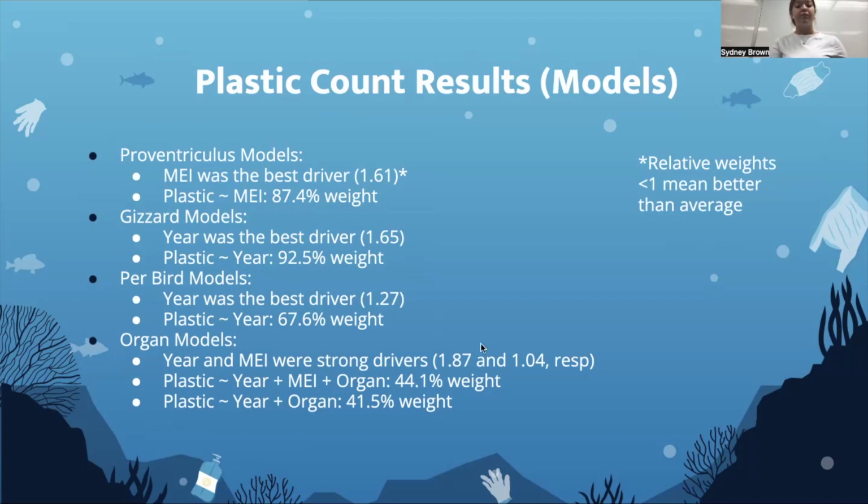Now, when you're looking at the organ models, this is when things start to get a little interesting, in that you see that year and MEI were both very strong drivers, with year being a little bit stronger than MEI. And this is because what we expect is that we see this long trend over time with some interannual variation potentially due to MEI. And this is supported by the two best performing models involving year, organ, and MEI.